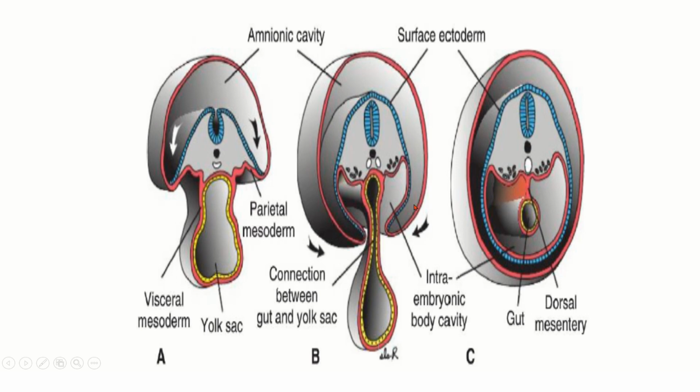So these are the lateral foldings. You can clearly see, here there is no intraembryonic body cavity. But once the lateral foldings are completed along with the head fold and tail fold, you can see here, this is the intraembryonic body cavity, the peritoneal cavity, which is being formed. This is the gut tube.